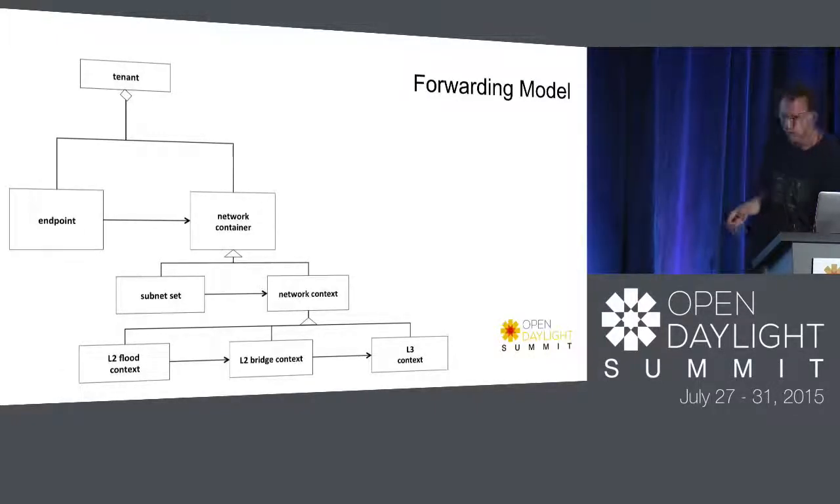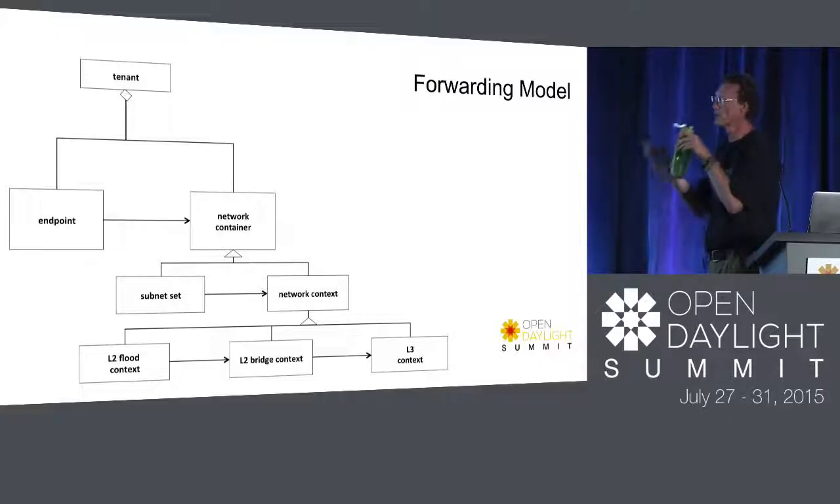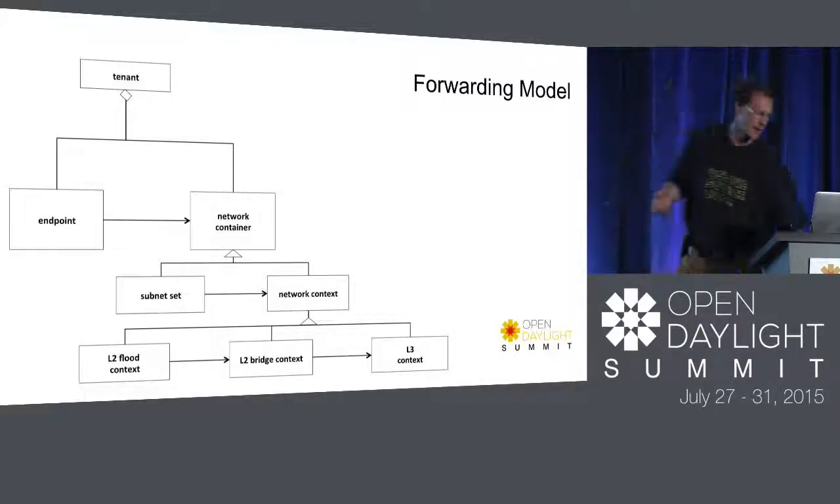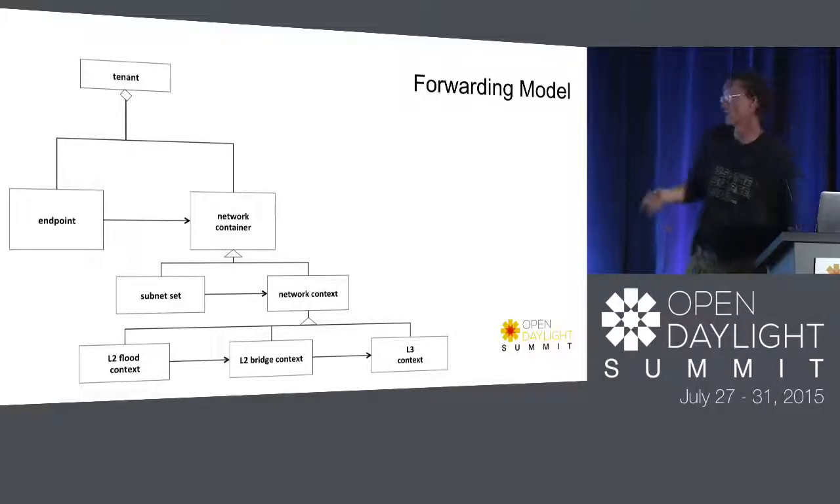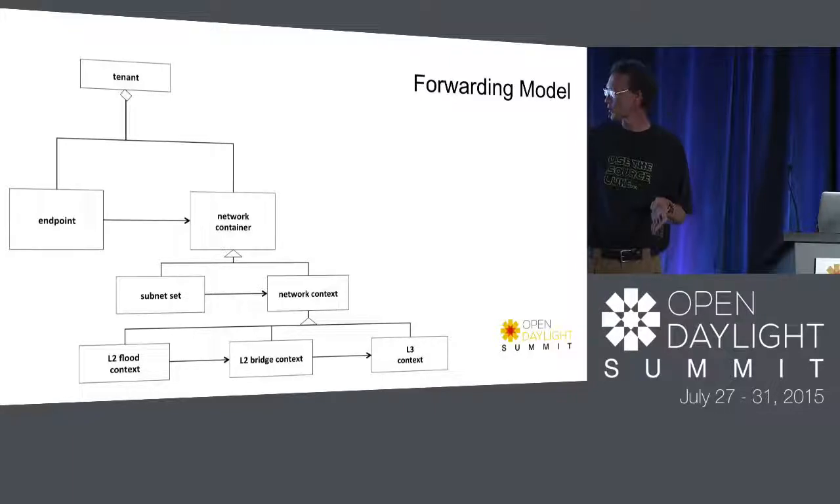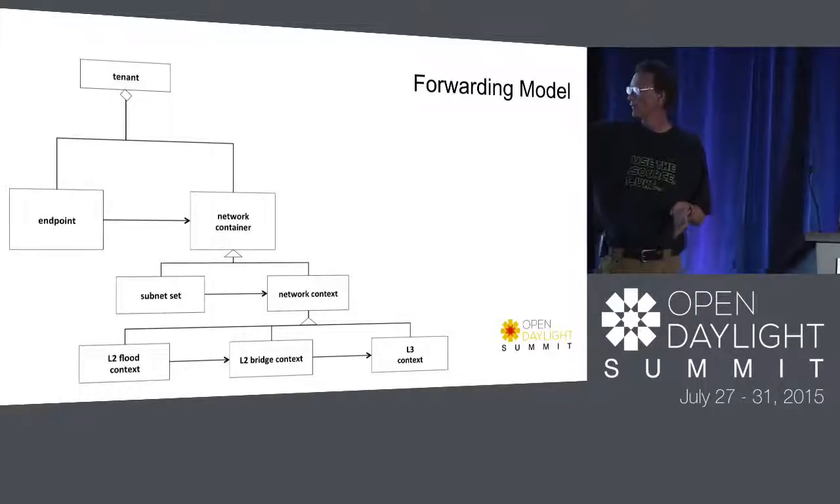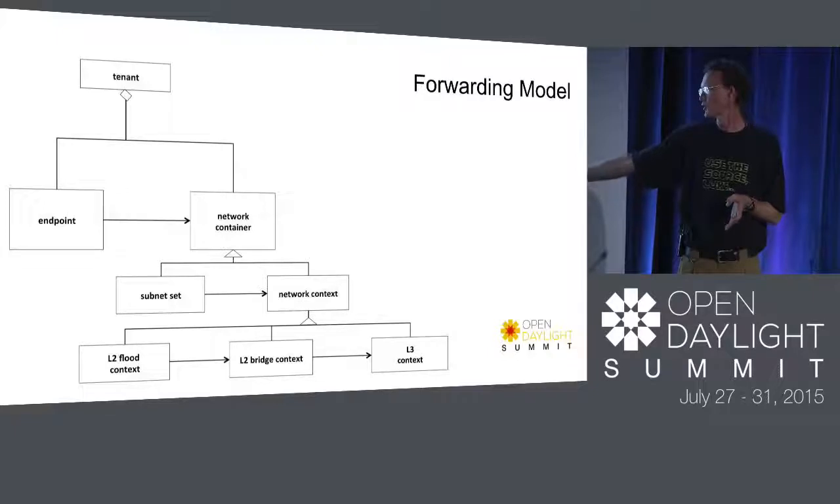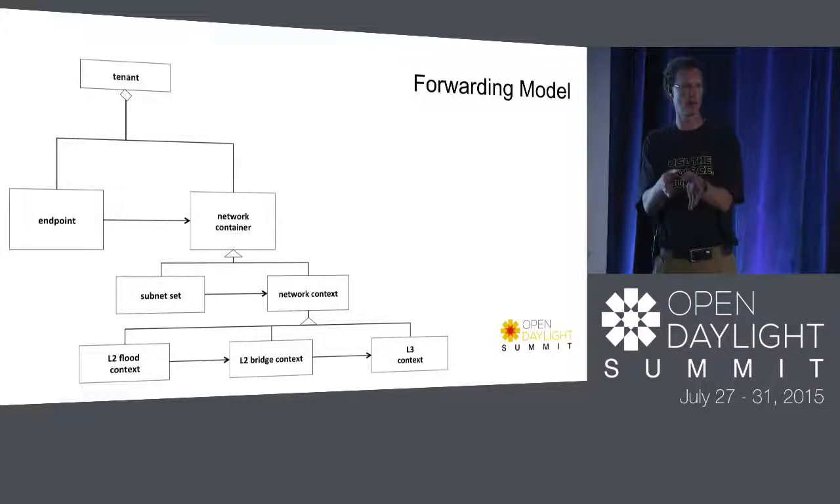Now, separate to that, we have the forwarding model. So again, still multi-tenant, but now we have endpoints that have this notion of network containment or a network container. A network container consists of an instance of a network context of which the subnet relates to, which can be any one of these three things down the bottom. But they do have a hierarchical relationship between them. Like a flood has a parent of a bridge, which has a parent of a layer 3 context.